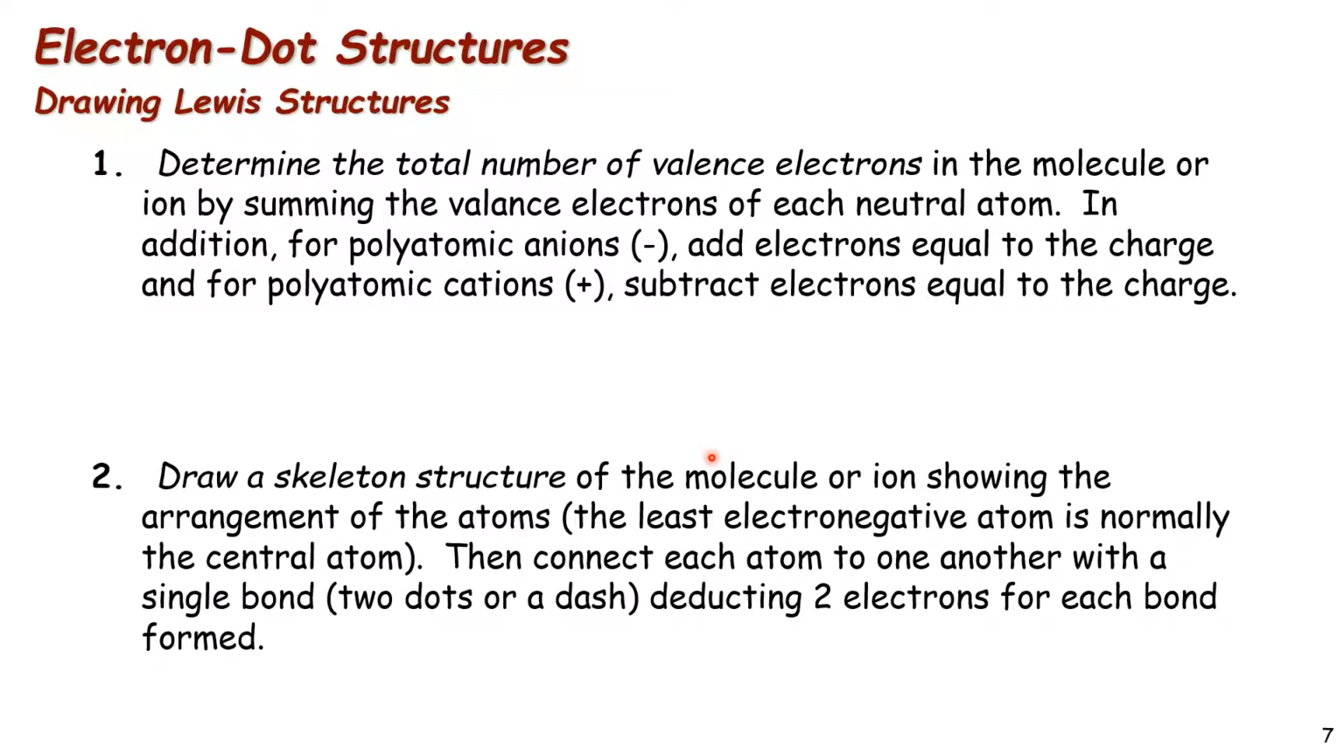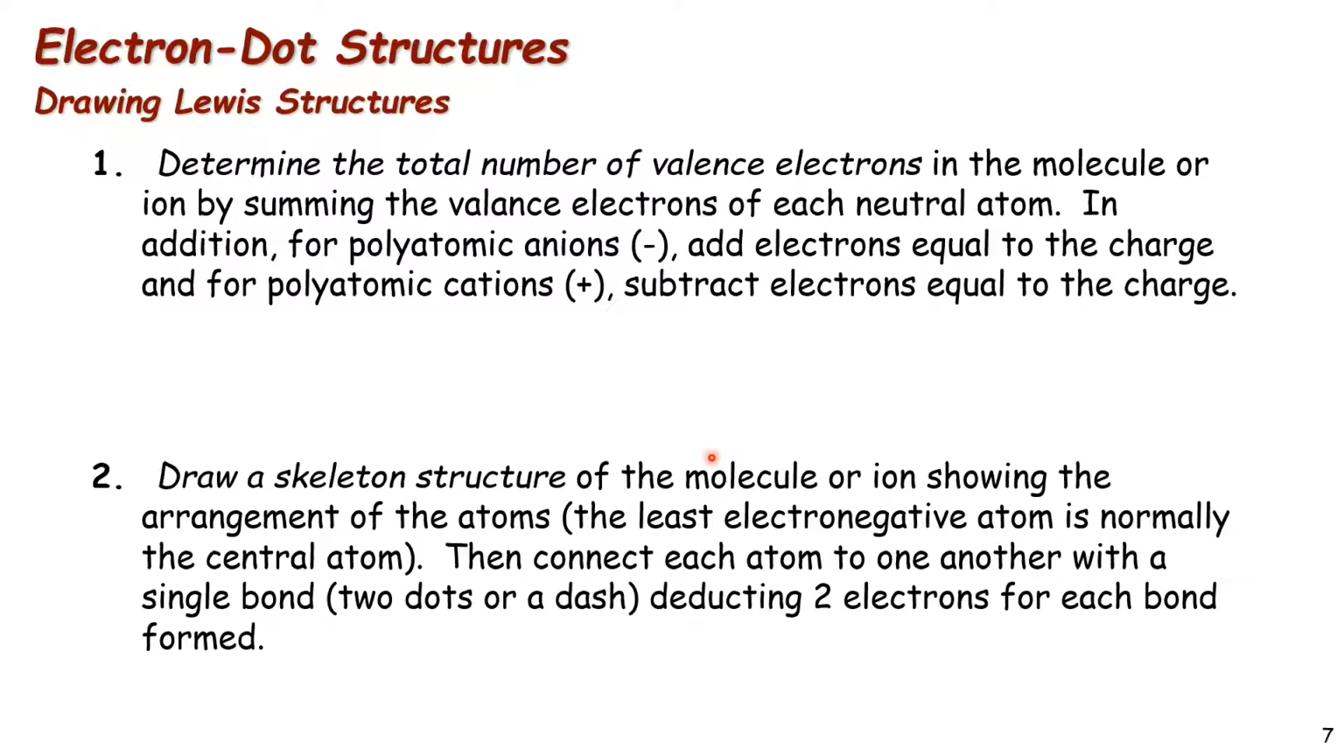Next, we're going to have to draw the skeleton structure. This is basically just showing what atoms are bound to what. And the central atom has other atoms bound to it. You could actually have more than one central atom, as we're going to see later on. But the central atom is generally the least electronegative atom. Now, of course, there's going to be exceptions to that. Hydrogen, for example, can never be a central atom.